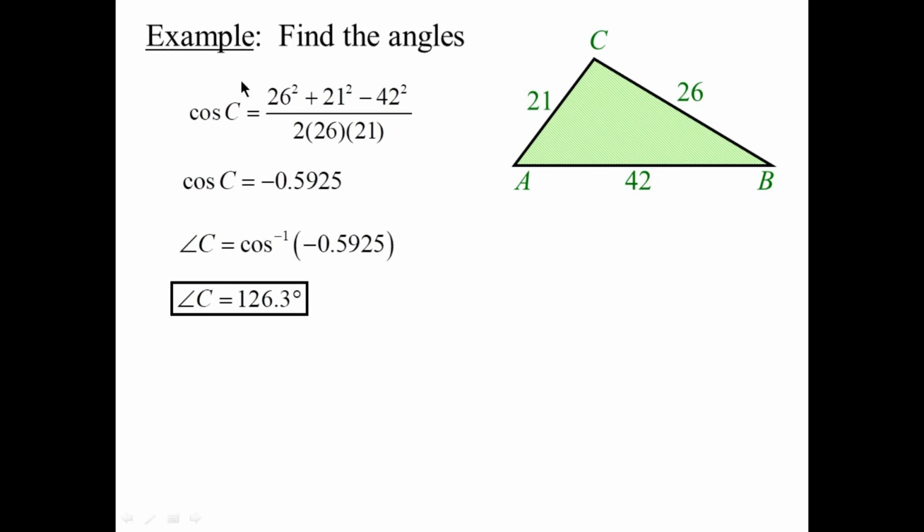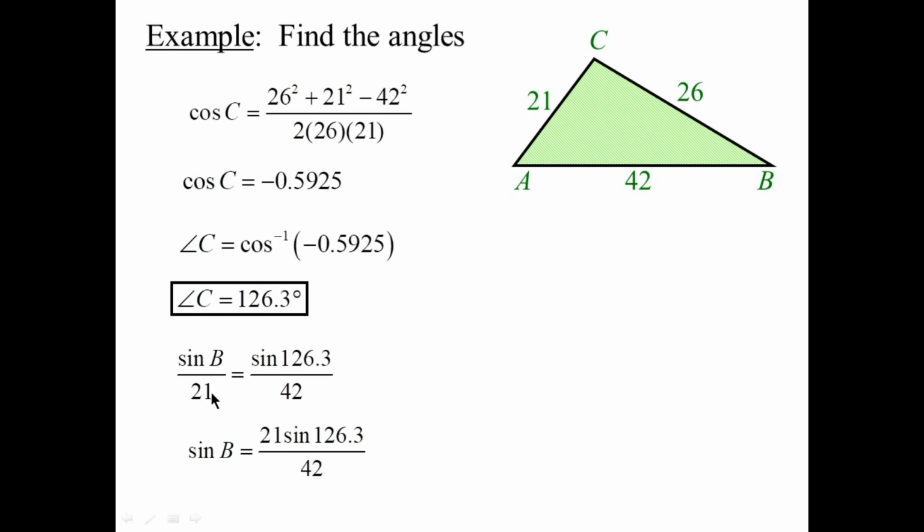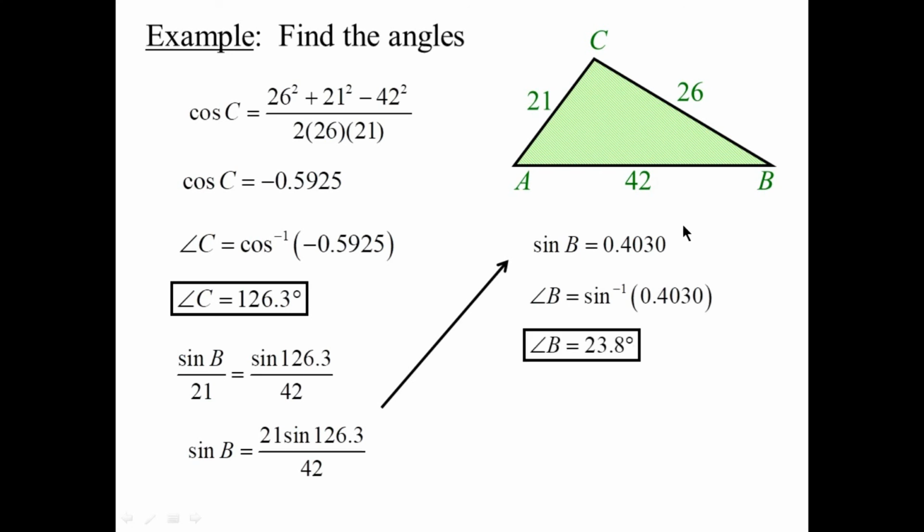Now, once you've used the cos law, you don't have to use it a second time. Now we'll use a sine law. Sine B over 21 equals sine of that angle we just figured out over 42. I multiplied the 21 over, turned it into a decimal. Now the SIN steps across that equal sign and becomes inverse SIN, and the calculator tells me angle B.